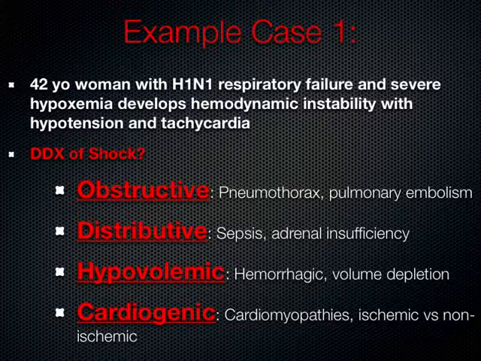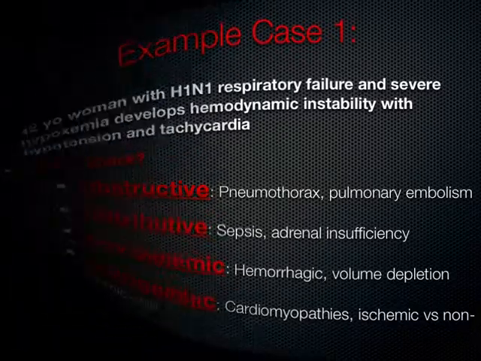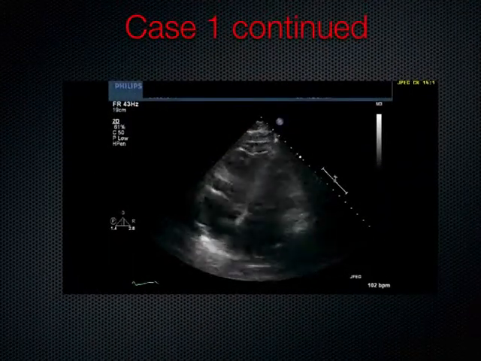And then finally, it could be the heart itself. It could be cardiogenic shock, which can be caused by cardiomyopathies or other types of ischemia to the heart, like a heart attack, which can sometimes be ischemic, or there can be non-ischemic reasons to have cardiogenic shock. So first thing we do is we look at the heart.